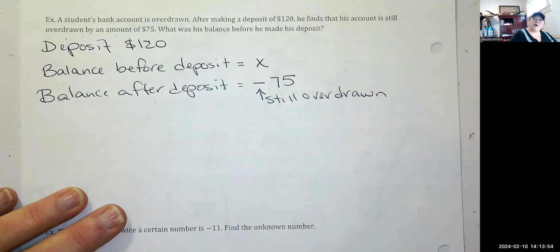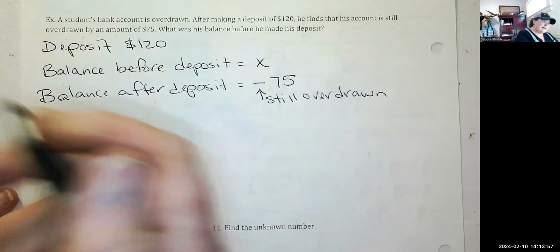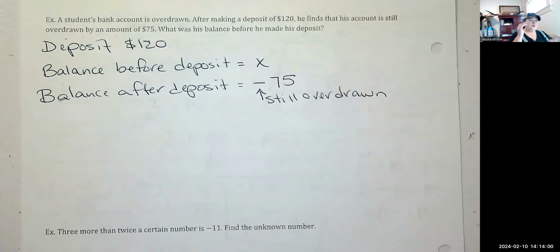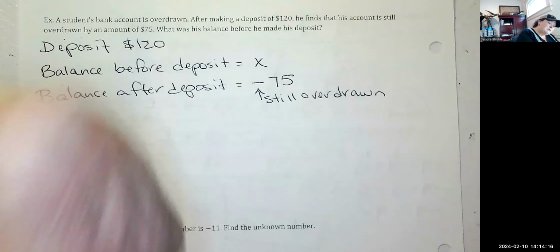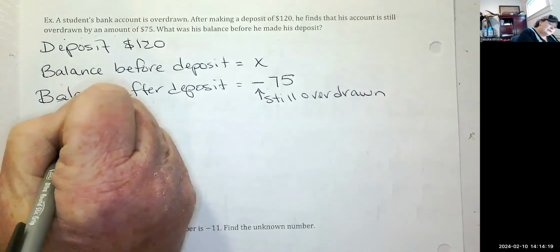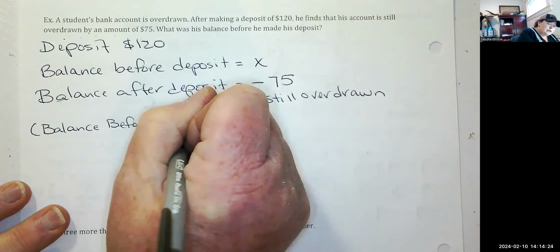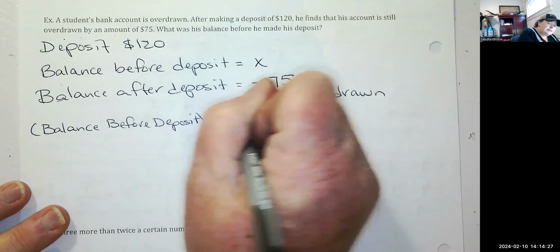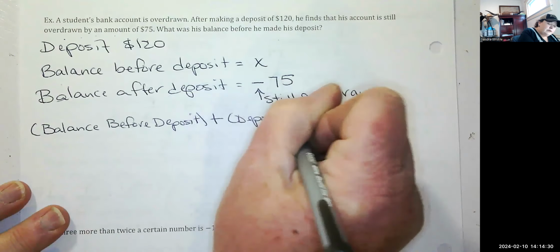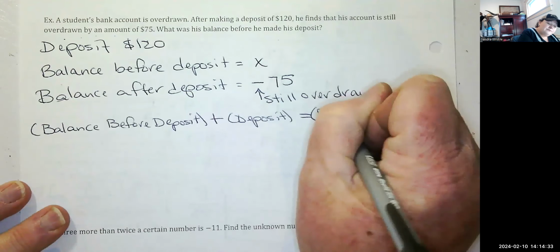Okay. So we need to create an equation of what's happening here. We've only got 3 things here. We've got a deposit, a balance before deposit, and a balance after deposit. So what we could say is we're going to add together the deposit and the balance before deposit, and that's going to give us our balance after the deposit. So I'm going to write that out so hopefully it makes sense. Balance before the deposit, and then we're going to add plus the deposit is going to equal the balance after the deposit.